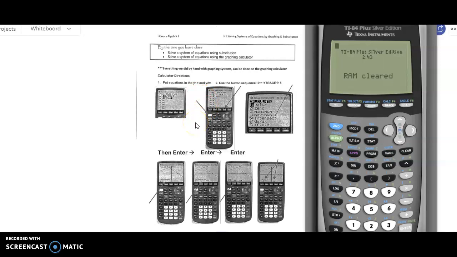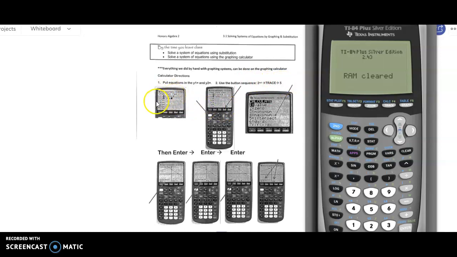Now, I don't know how easily you guys can see these things on my screen right now. So I'm going to walk you through what exactly you're going to do. Hopefully this video along with the notes will help you, and then we'll walk through a couple together. You can see up here, there are basically 3 steps that you're going to do. Put the equations in to your y1 and y2. Use the button sequence, second trace 5, which I will walk you through, and it kind of points out.